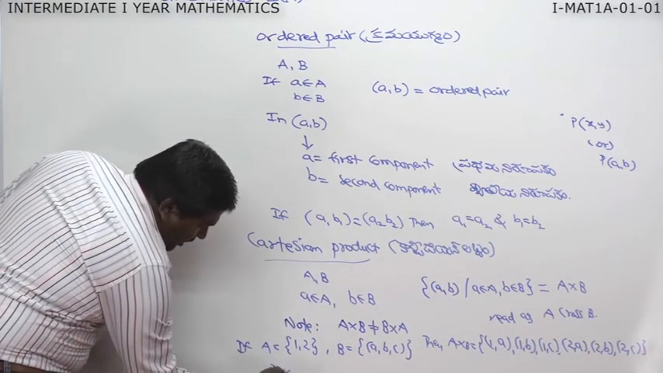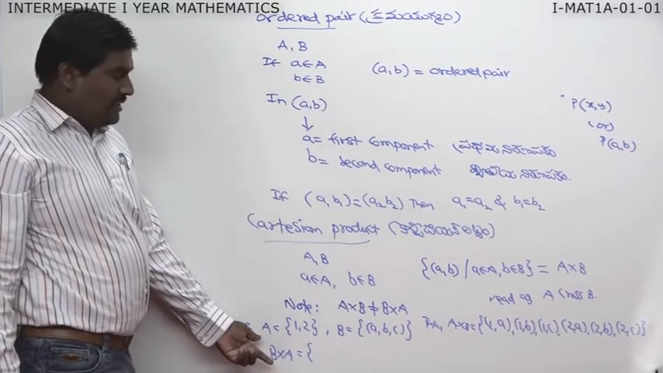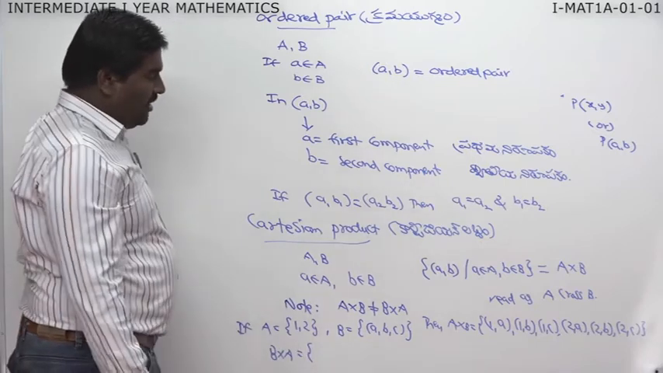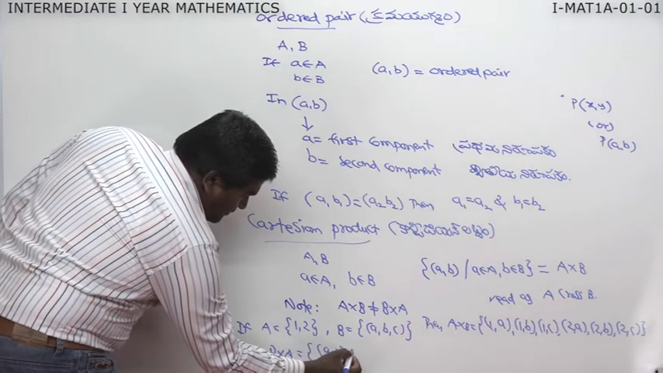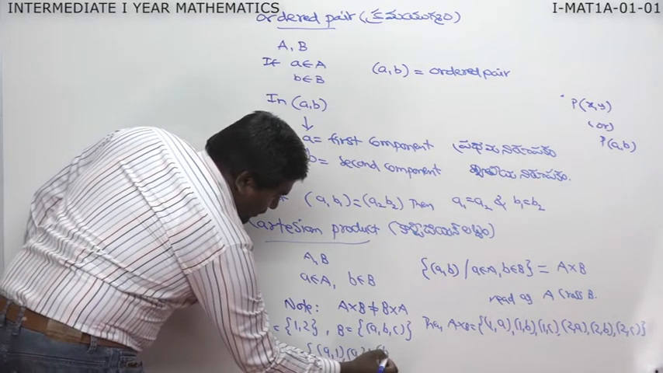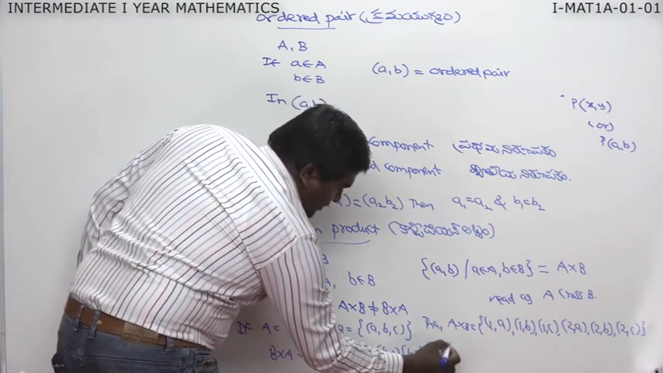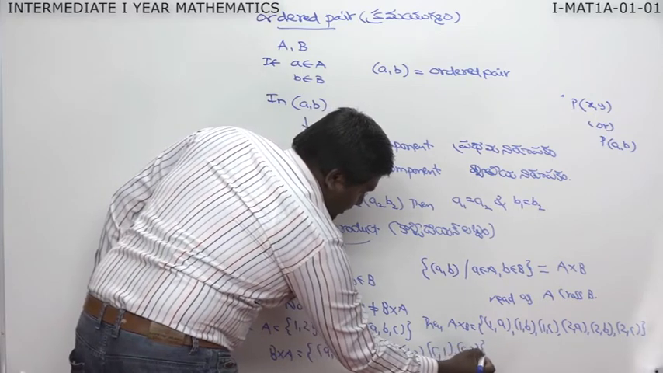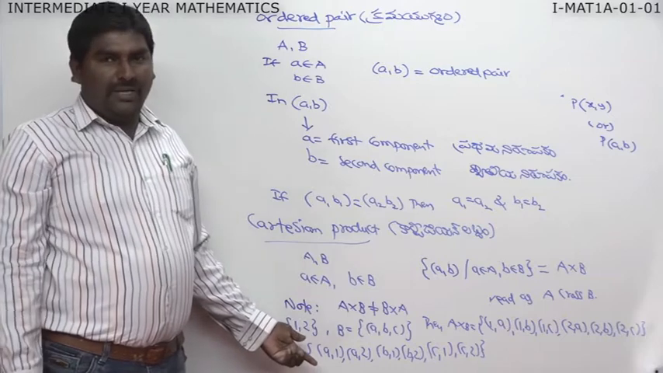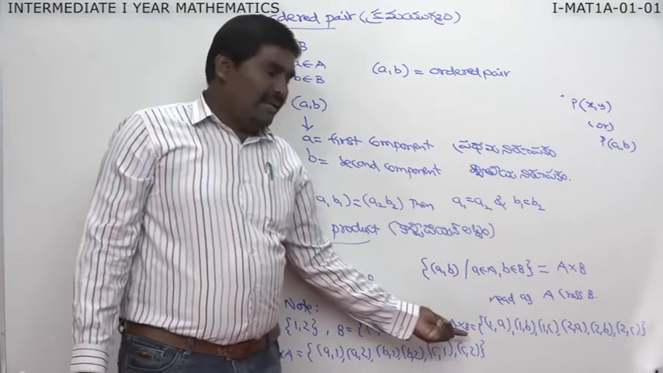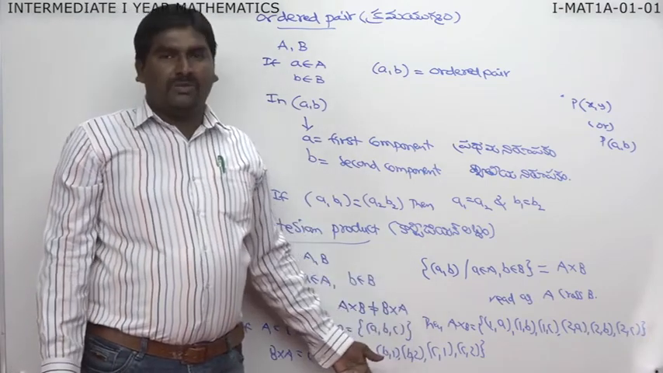Similarly, we have another Cartesian product of the two sets as B cross A. B cross A is the set containing the ordered pairs (a, 1), (a, 2), (b, 1), (b, 2), (c, 1), (c, 2). We have to observe that clearly A cross B is not equal to B cross A. The number of elements in A cross B and B cross A are the same, but A cross B is not equal to B cross A.